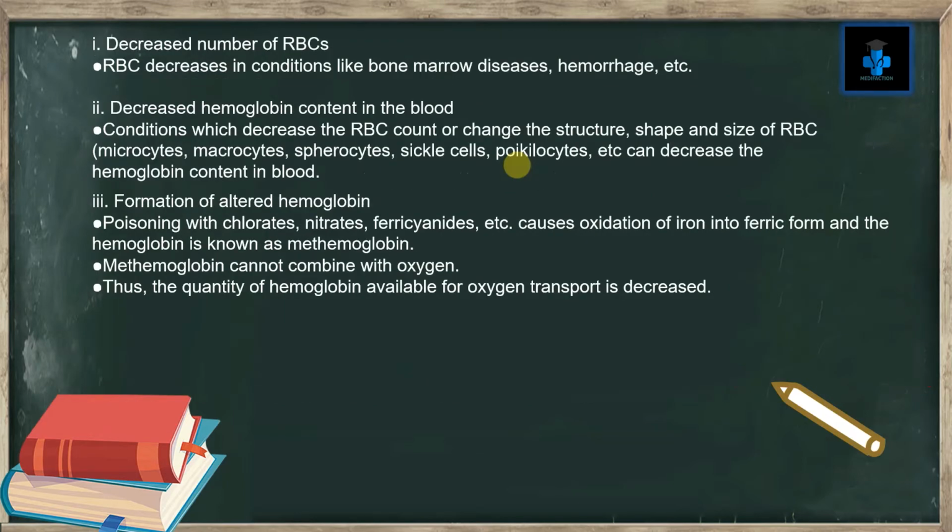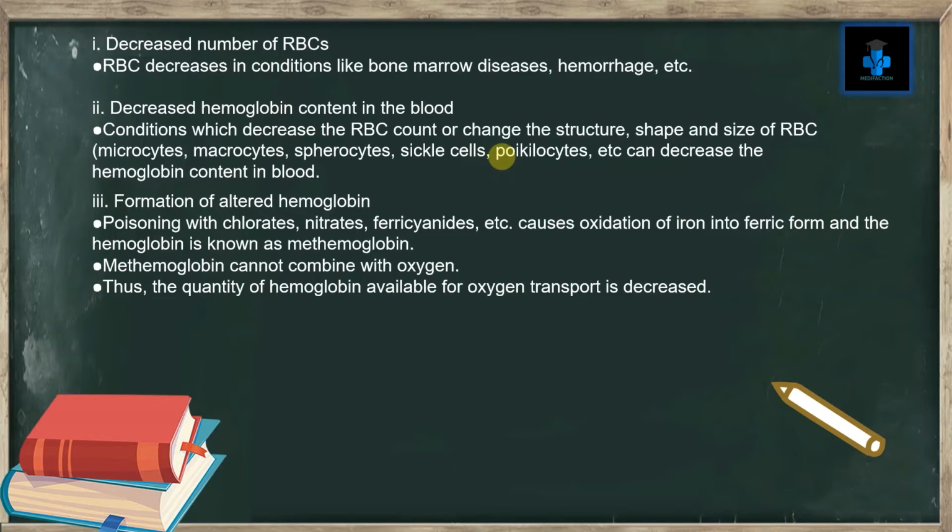Decreased number of RBCs. RBCs decrease in conditions like bone marrow diseases, hemorrhage, etc. Decreased hemoglobin content in the blood. Conditions which decrease the RBC count or change the structure, shape, and size of RBC, that is, microcytes, macrocytes, spherocytes, sickle cells, poikilocytes, etc. are the certain size or shapes of the RBCs which can decrease the hemoglobin content in blood.